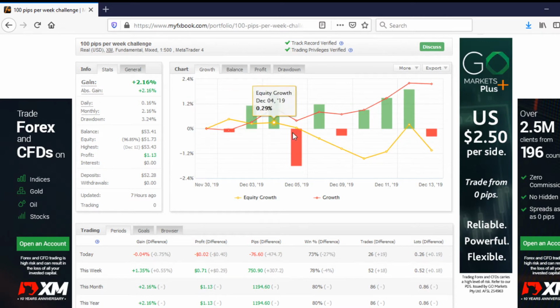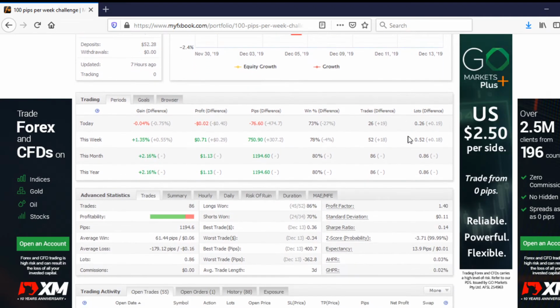Our equity is negative at the moment, and our pip count is currently at 1,194, as seen here. Dollar amount, $1.13. Everything is depicted here. Win rate is currently about 80%. Trades are 86 trades. Lot size is equal per trade, as we keep to a fixed lot size.